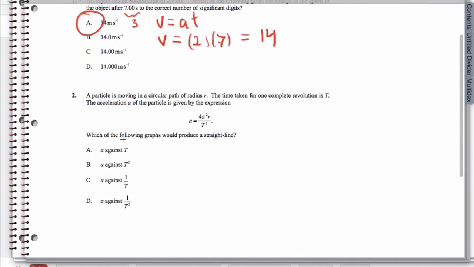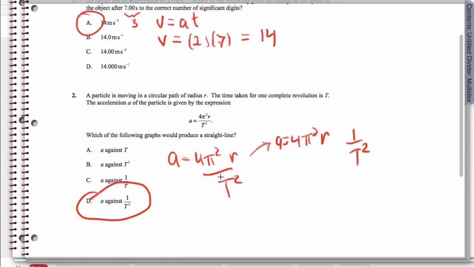Now here, we want to know which graph would produce a straight line. So once again, we have A is 4 pi squared r over t squared. So again, we will assume that all these are fixed. It's a circular path, so r doesn't change. So the constants here are 4 pi squared and r. And if we graph A versus 1 over t squared, we'll get a straight line with the slope equal to 4 pi squared r. All right, that's it for the last two multiple choice.